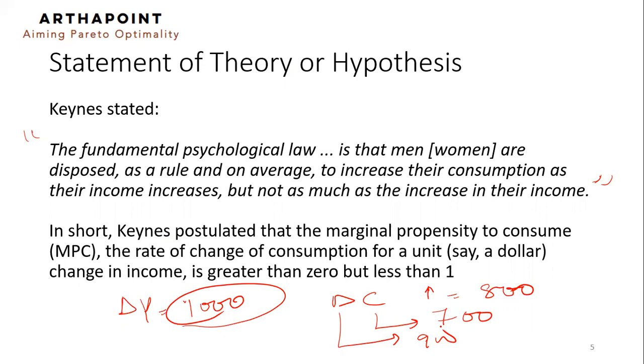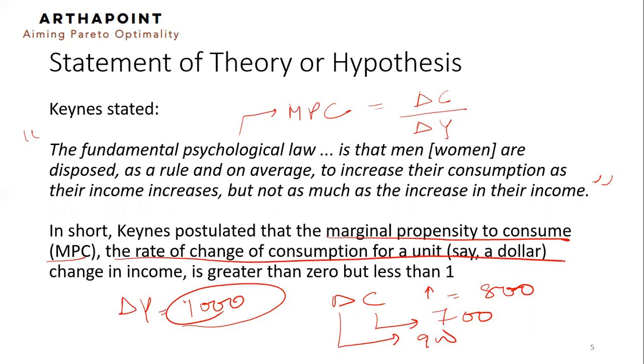And he went ahead and said that this is nothing but marginal propensity to consume. Marginal propensity to consume is by what amount my consumption increases when I increase my income. So that became the marginal propensity to consume. In short, Keynes postulated that the marginal propensity to consume, the rate of change of consumption, is greater than 0 but less than 1.